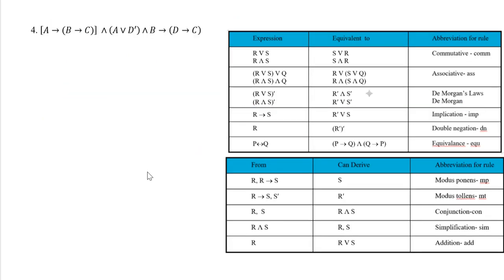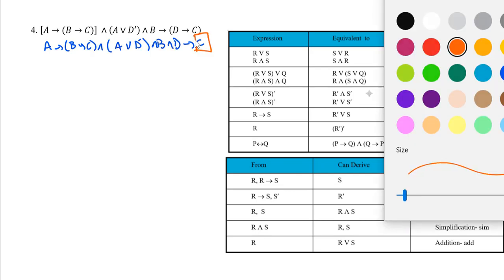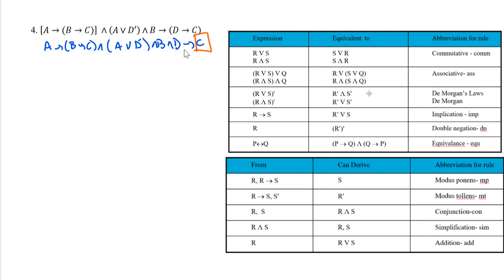Let's see one more example. As you see, we have A implies B implies C, and A or not D, and B implies D implies C. So again, I could use the deduction method and rewrite this proposition right here. And our goal is to reach C. And what I have, again, as you see, I changed this implication to an AND from a deduction method. So let's try to write our hypotheses here.